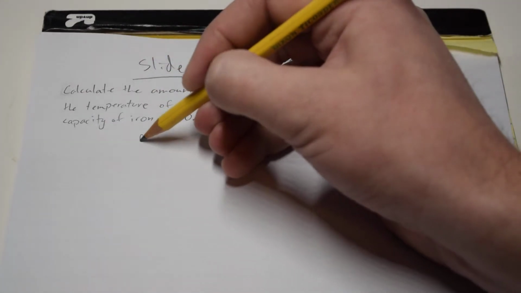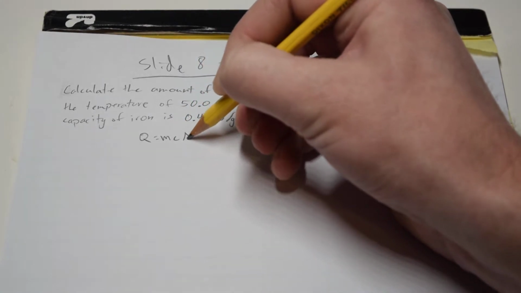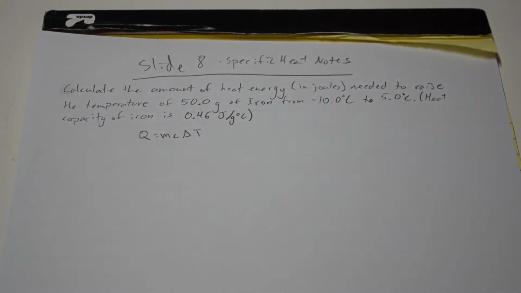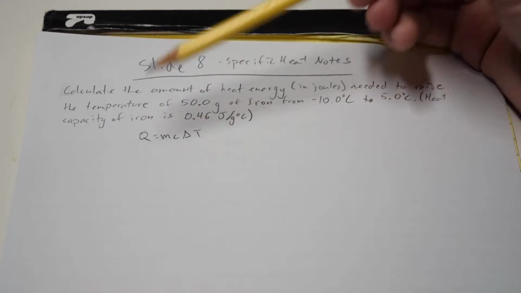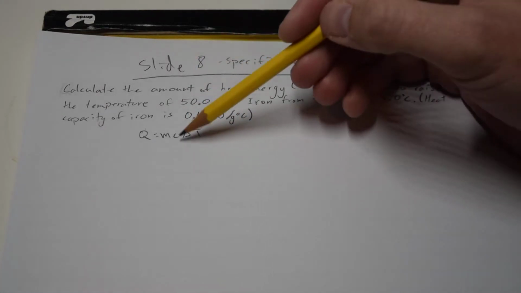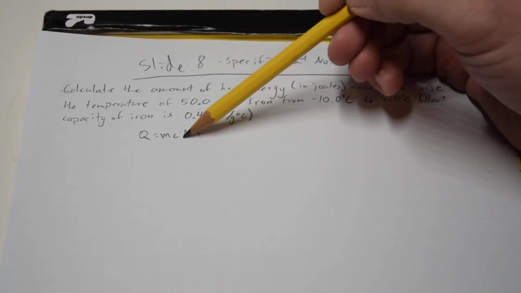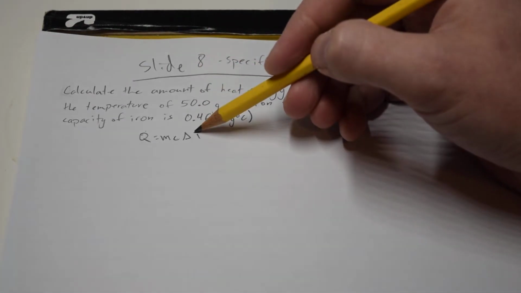So our equation is Q equals mc delta T. So we have 4 different variables. Q, the heat energy, M, the mass, C, the specific heat or the heat capacity, and delta T, which is the change in temperature. It's always final minus initial.